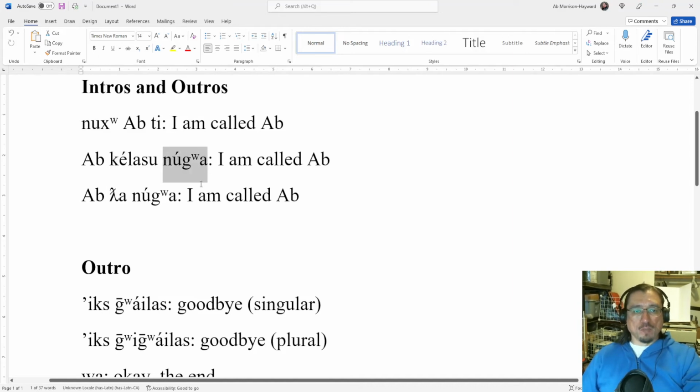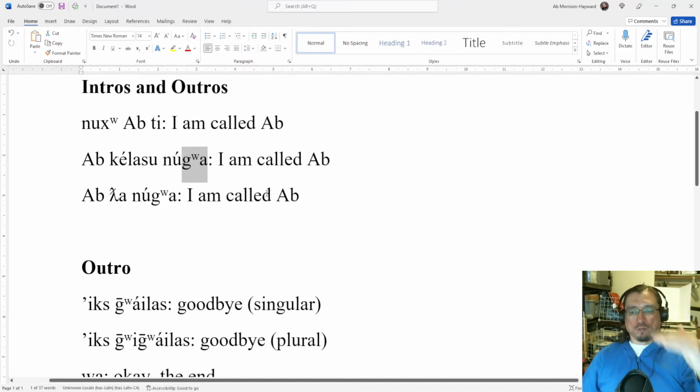And depending on how you're using the word, when you're just using Nugwa, sometimes the accent can be in the first syllable, Nugwa. But since this is in a sentence, at the end of a sentence, I usually shift the accent to the last syllable, the gwa. So you'll hear me say, Ab Kilusunugwa.